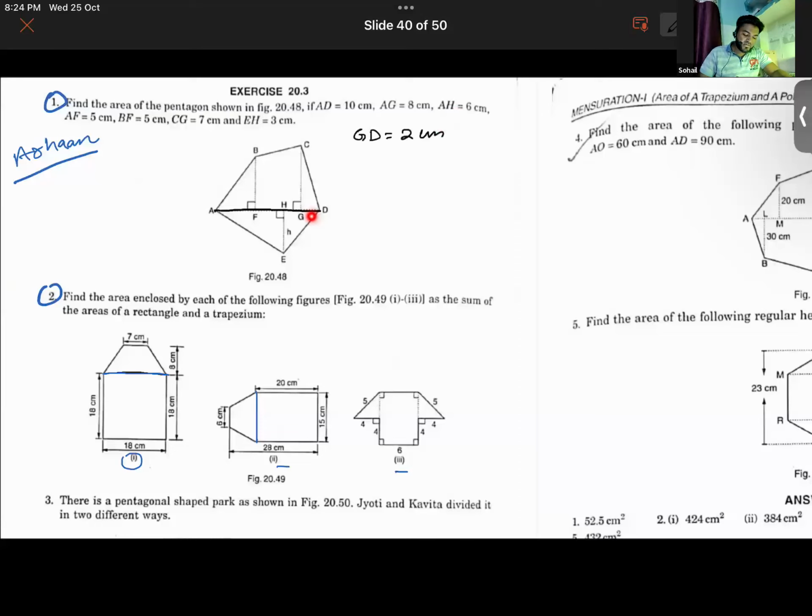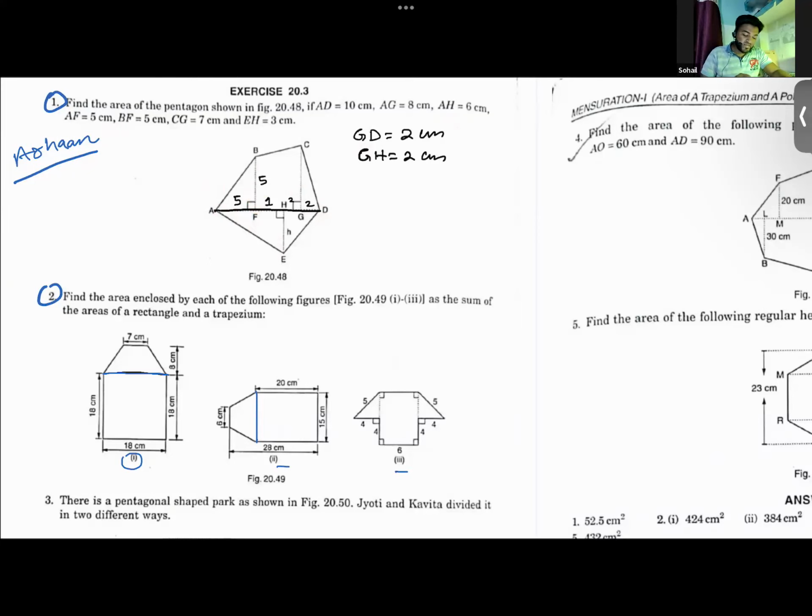Yes, sir. And then AH is 6 centimeter. A and H, that is 6 centimeter. By convention, GH will be again 2 centimeter. Then further, AF is 5 centimeter. So this is 5. This was 2, this was also 2, so this will be 1 centimeter now, because the whole length of AD is 10 centimeter. Then BF equals 5 centimeter.